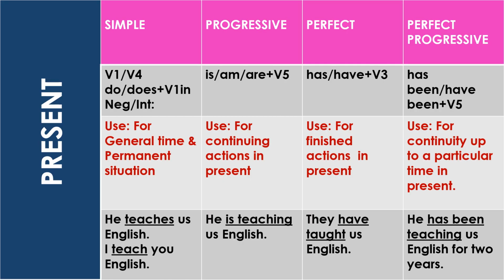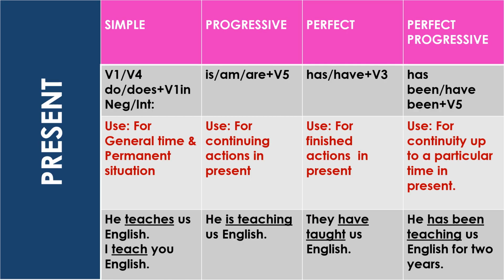Present progressive tense. Here we use is, am, or are plus the fifth form of the verb, that is the gerund form or ing form. This is used for continuing action in the present. For example, he is teaching us English.